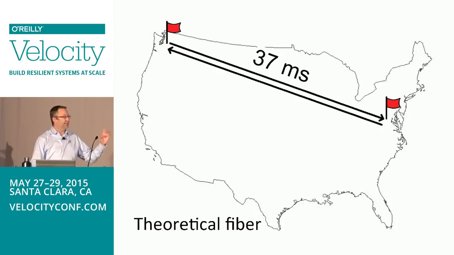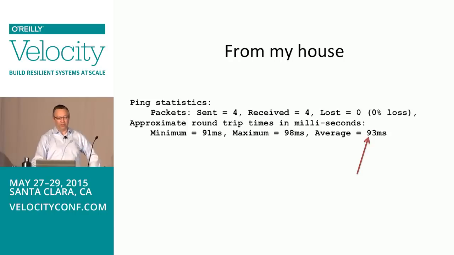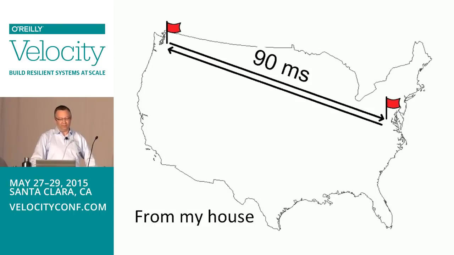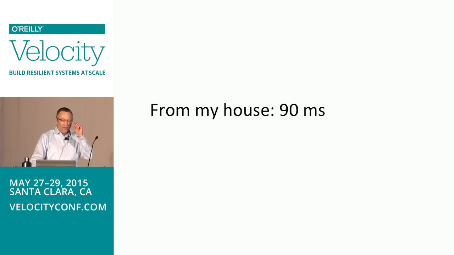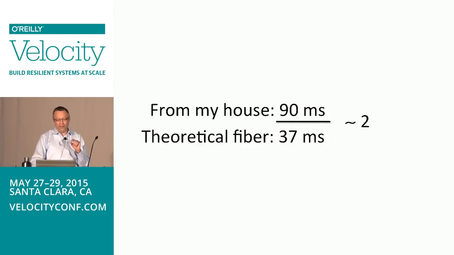And so if this is the theoretical minimum, the best we could possibly do, how long does it actually take? Well, from my house over a Comcast cable modem and consumer-grade networking equipment when I lived in Seattle, it took about 90 milliseconds. So we should think about that for a second. Remember, our theoretical round-trip latency in fiber was 37 milliseconds. We're roughly only about a factor of 2 away from that.